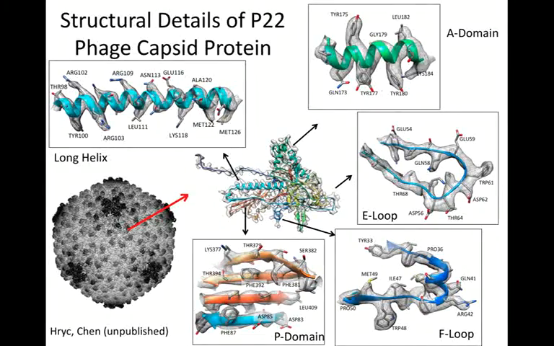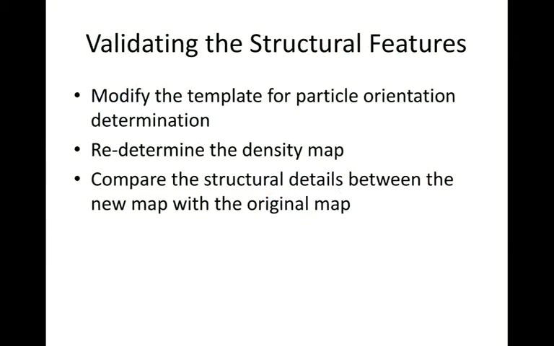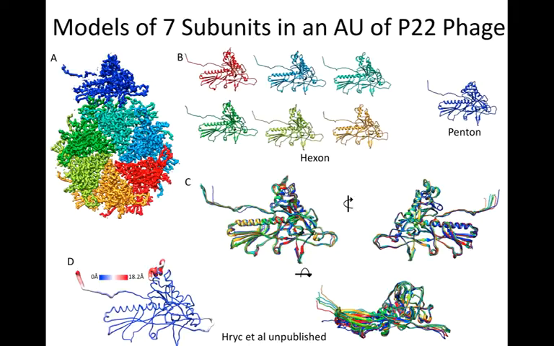And so the exact reasoning is yet to be determined. Now, having built the structures of one polypeptide, we can begin to build the model for all the other 6 polypeptides in one asymmetric unit. Just to reiterate, there are 60 asymmetric units in this virus particle, and each asymmetric unit has 7 polypeptides.